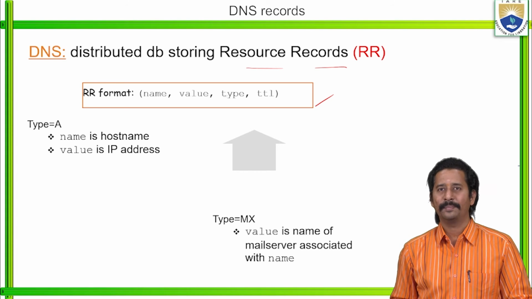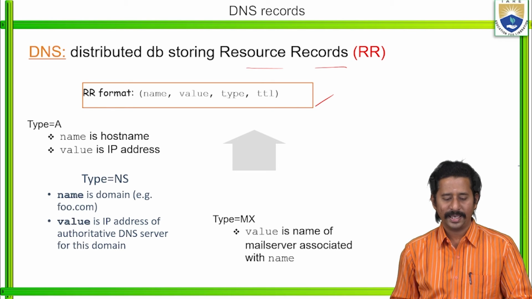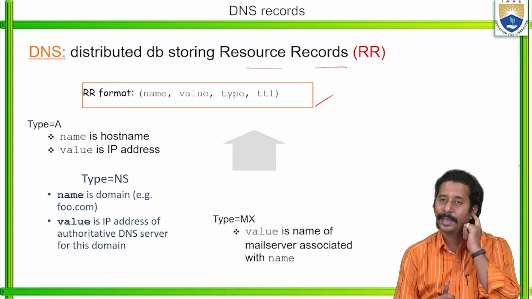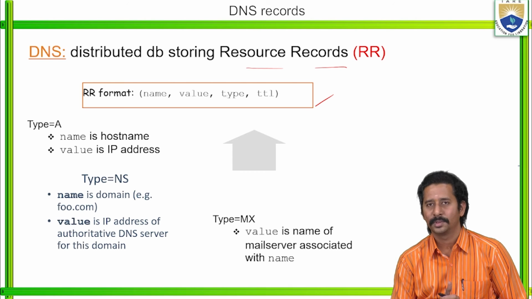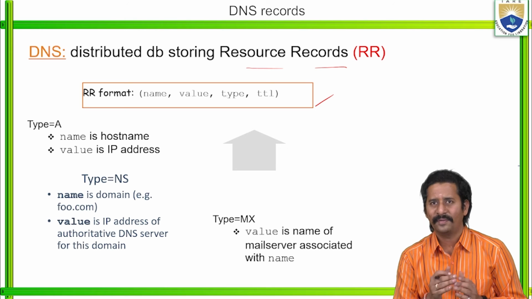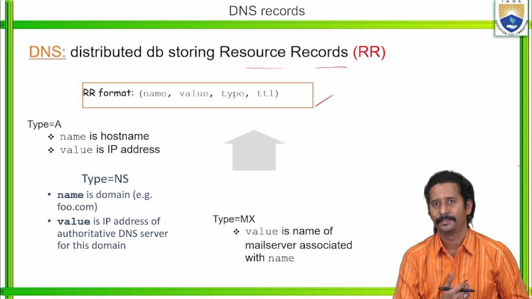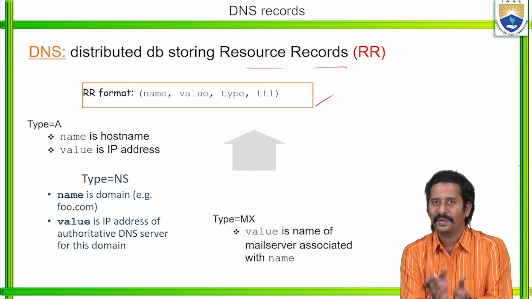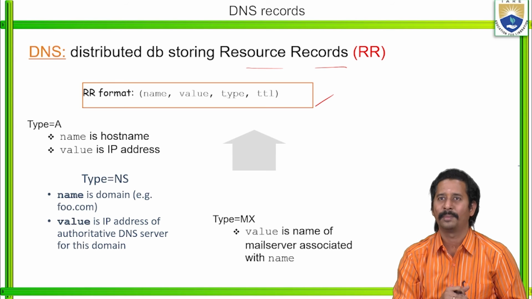For example, type A: the name is the host name, the value is the IP address. For type NS, the name is a domain, any domain, for example foo.com, or any commercial website like Swiggy.com or Zomato.com. Then the value is the IP address of the authoritative DNS server for that particular domain. So we know the name Swiggy.com, for example, and the value is the IP address of the authoritative DNS server for that domain.